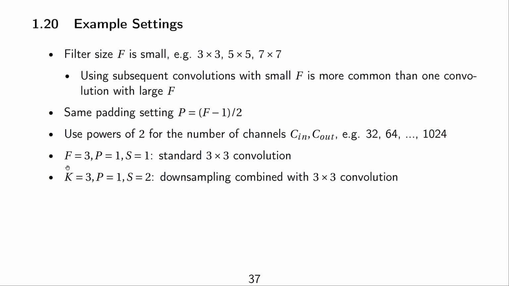For a standard 3 by 3 convolution, for example, you would use filter size 3, padding 1, stride 1. Downsampling is often combined with a 3 by 3 convolution, so you could see something like f equals 3, padding is 1, but stride is 2. This is like a combination of downsampling and filtering.